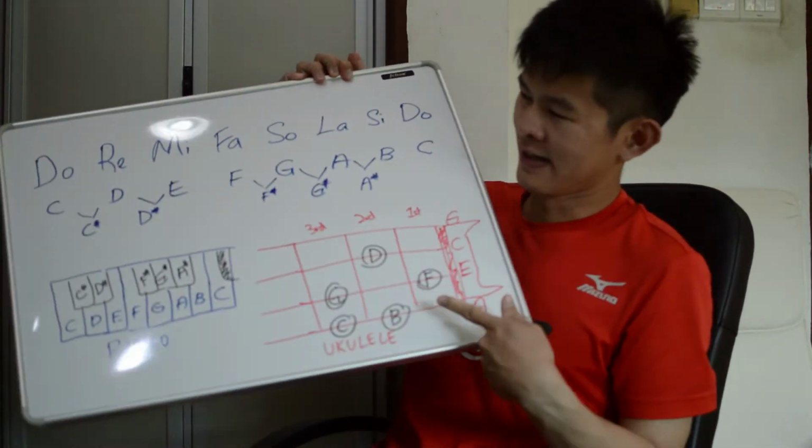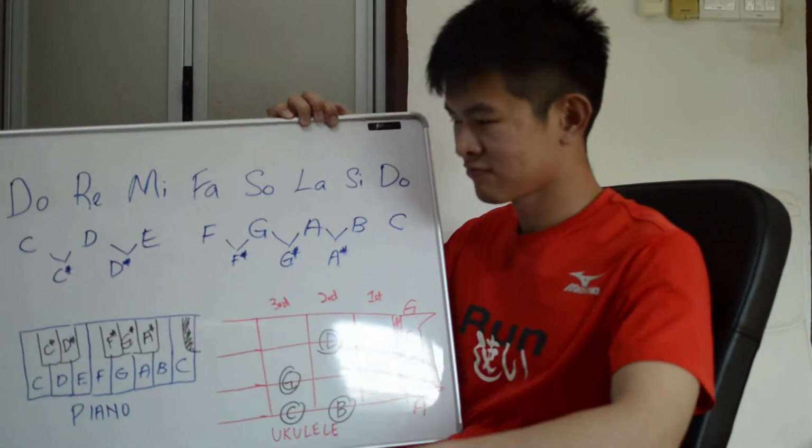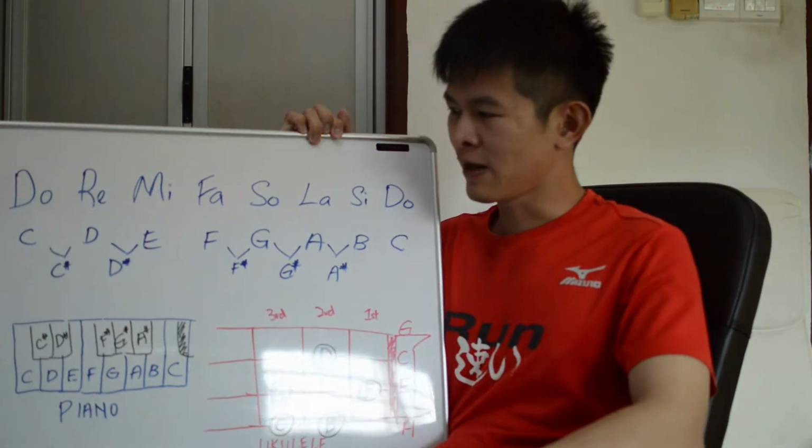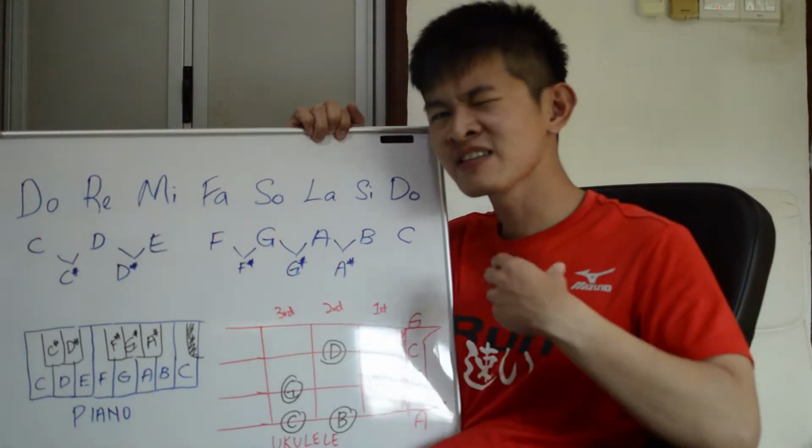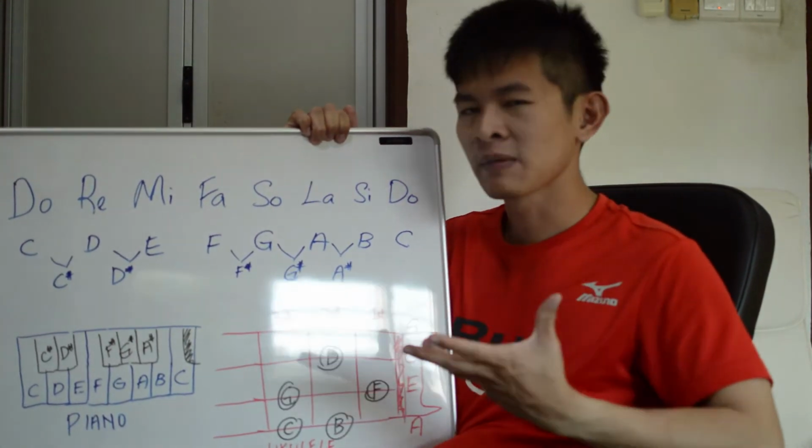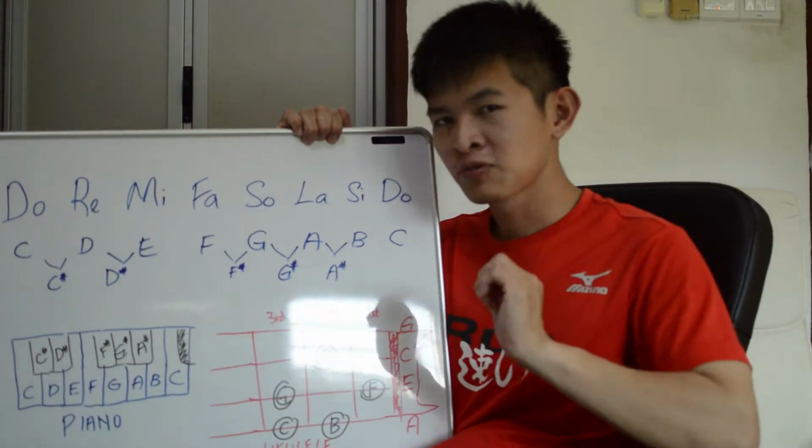First of all, I will take out my tool today. This is a whiteboard. I'm using it because for me it's easier to explain how to play Do Re Mi Fa Sol. But I will explain the theory first.